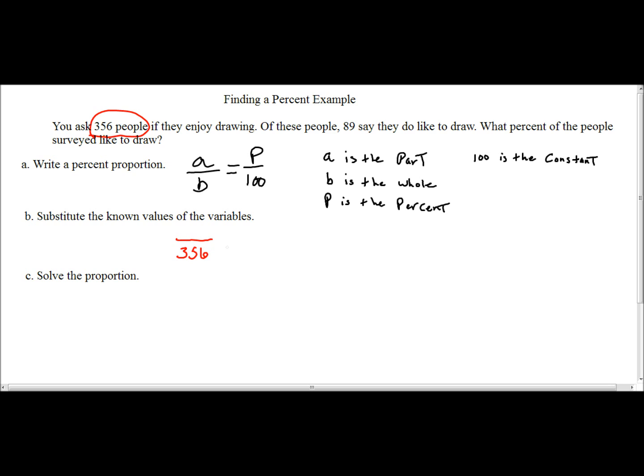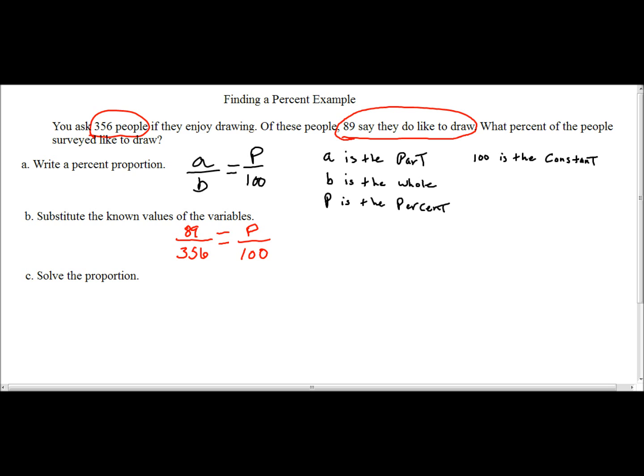Now, of these people, they said 89 like to draw. So we have 89 that's preferring to draw. So 89 will be our A, or our part. Now, what percent? So they're asking us to find the percent. So if that's the case, we definitely know that our base on this side is 100, and P is what we're looking for.